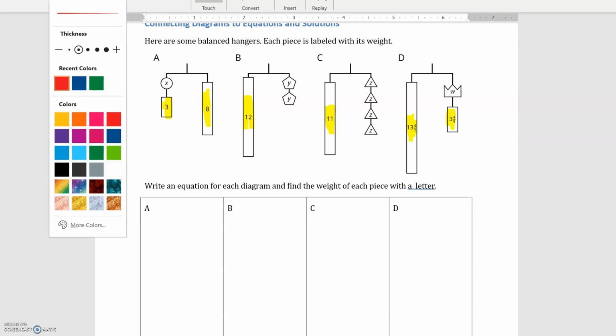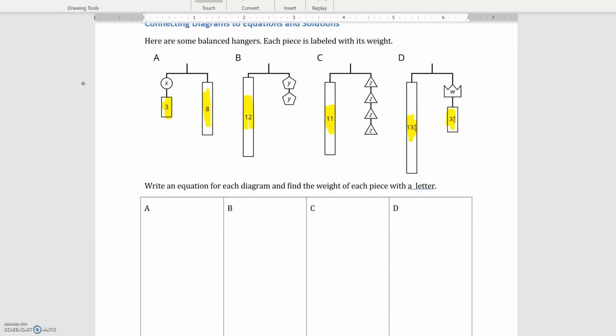So right now, practicing on your own, write an equation only for all 4 hangers. You do not have to solve yet. Just write down the equations, pause here, and then when you write all 4 equations, you may continue the lesson and solve afterwards.